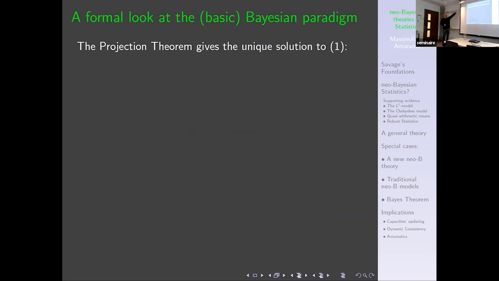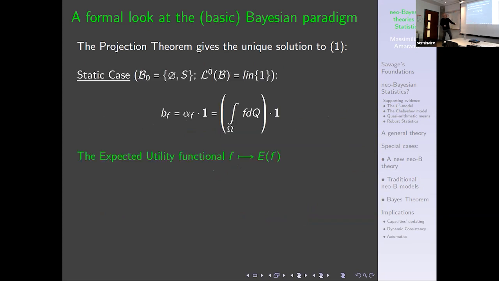Imagine that you know that the projection theorem gives a unique solution to these minimization problems when the algebra is trivial. What is the solution of this problem? Remember, the trivial algebra, you have to look into the constants. This is the only thing that you understand. The best approximation is the constant function that takes this value at any point. What is this value? The expectation of f. And so this gives you precisely the expected utility function, the function that associates f to its expectation.